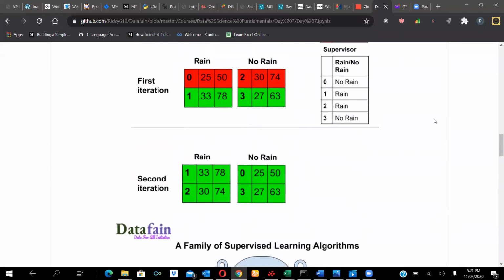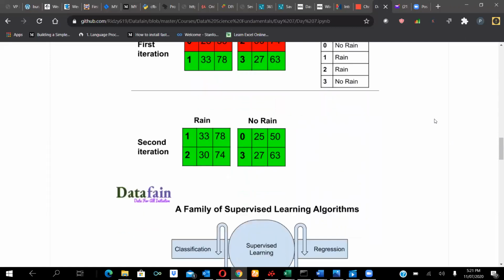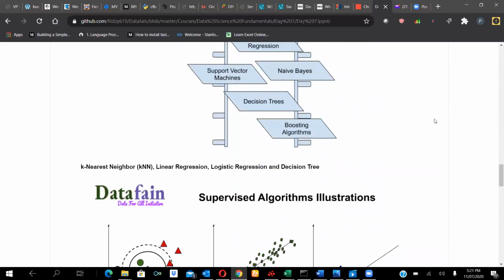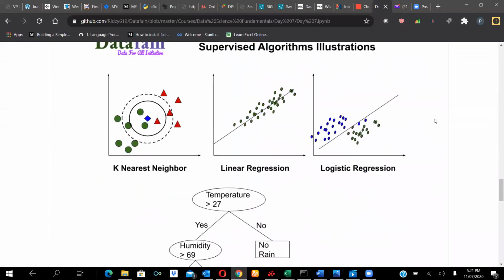Now, a simple example of classification is what we did in the first place, where we classified our data set into rain and no rain. That is a simple example of classification under supervised learning. The next model is regression.